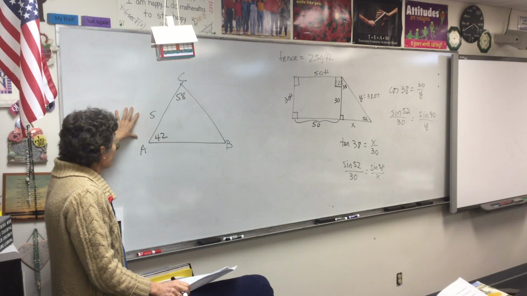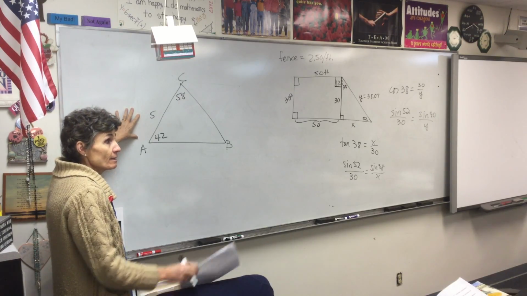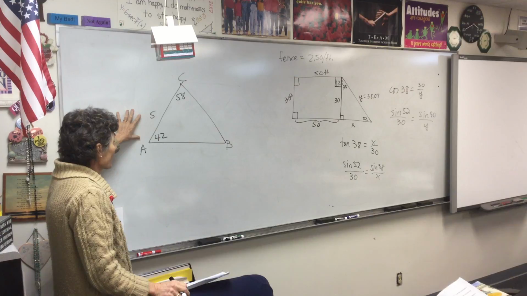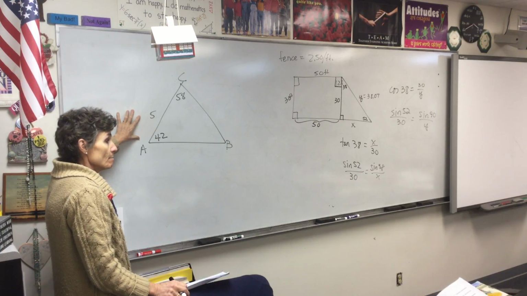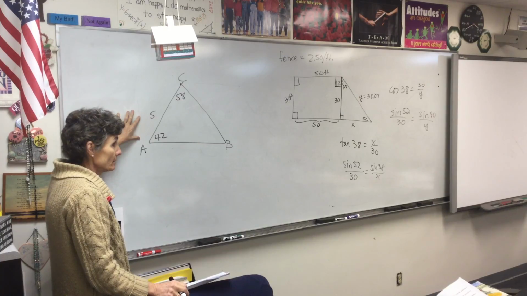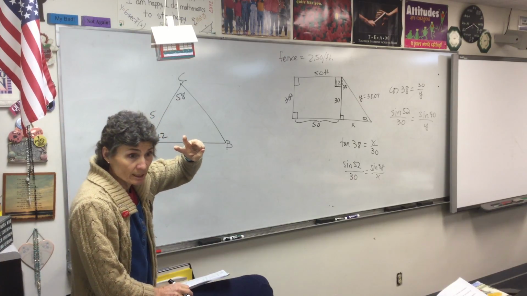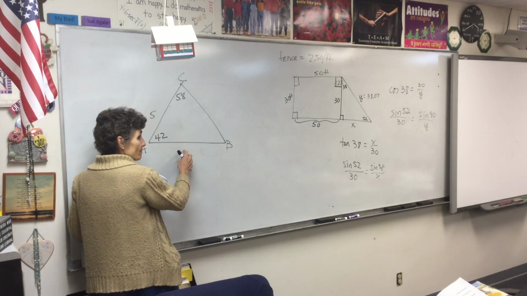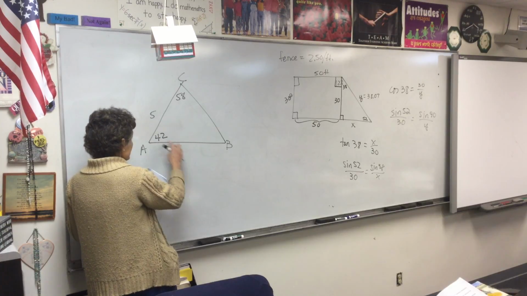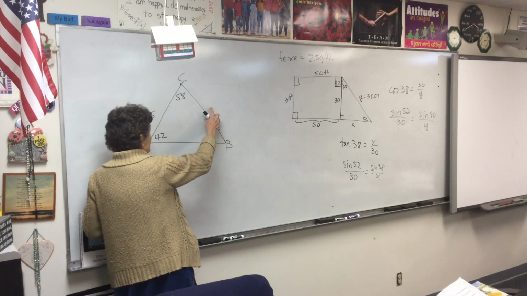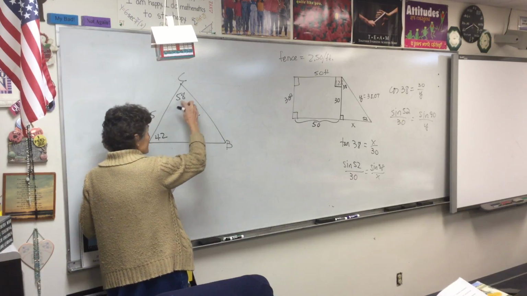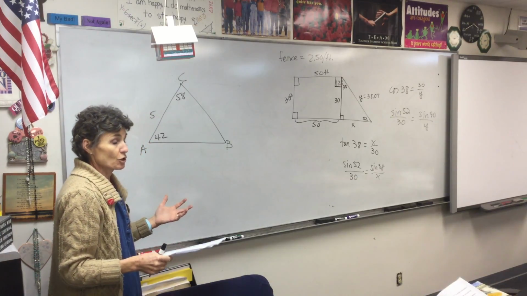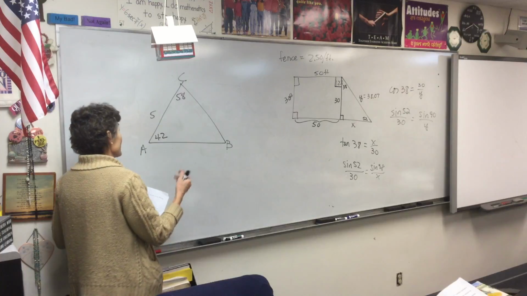I need to find another side. There's a box right in here. I need to find another side, because in order to find the area, I need 2 sides and the included angle. So it doesn't matter which side I find. If I found this side, then I would have 1/2 this sine 42. If I found this side, I'd have 1/2 5 this sine 58. It doesn't matter, but you need another side.